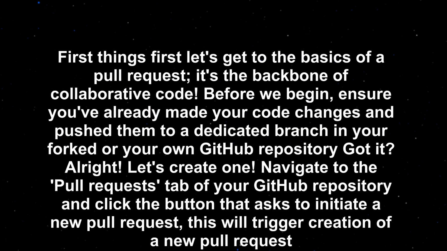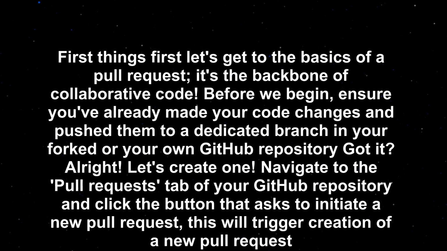Ready to level up your coding collaboration game? First things first, let's get to the basics of a pull request. It's the backbone of collaborative code. Before we begin, ensure you've already made your code changes and pushed them to a dedicated branch in your forked or your own GitHub repository. Got it? Alright, let's create one.